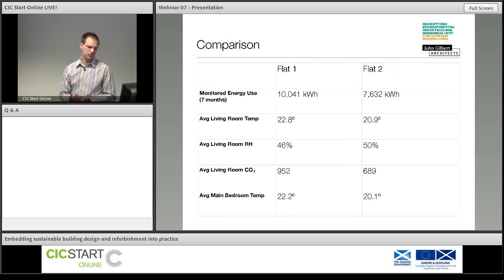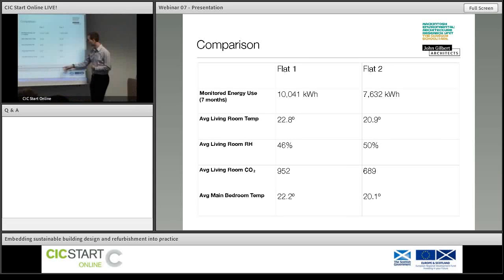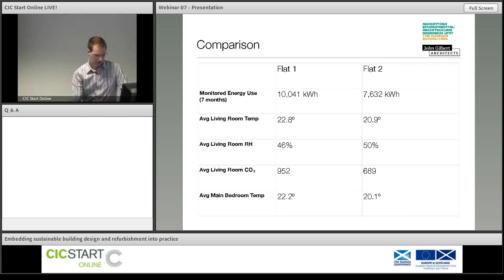There is two in this, sorry, there's two in this. Again, you can see here, this is looking at the bedroom temperature and the correlation with energy use, although admittedly the living room temperature is quite high here as well. But that seems to be a common thing in this study.